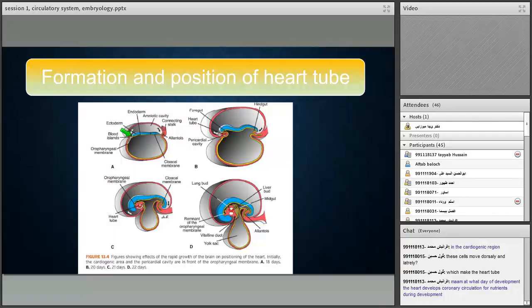From the middle of the third week, the development of the heart is forming. From the middle of the third week. Okay? And it will continue until, I will explain to you, each part will happen when, for example, till the 4th to 5th weeks.